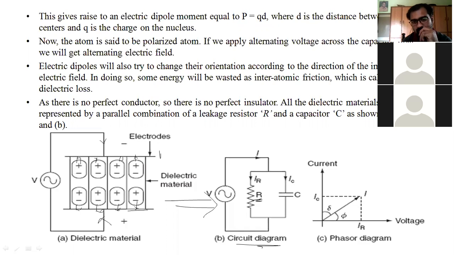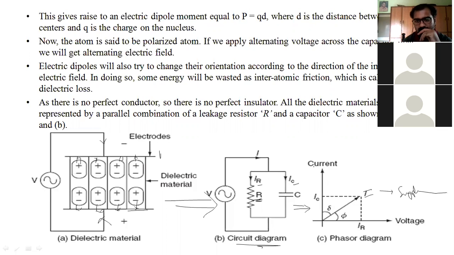Whatever the current passing through the leakage resistor is IR, and through the capacitor is IC. Sorry, this is a capacitor, and the current flowing through the capacitor is considered as IC, and the resistor is IR. So I is the total supply current and V is the alternating voltage. From this we have derived the phasor diagram, where I is the resultant current, which is the supply current.